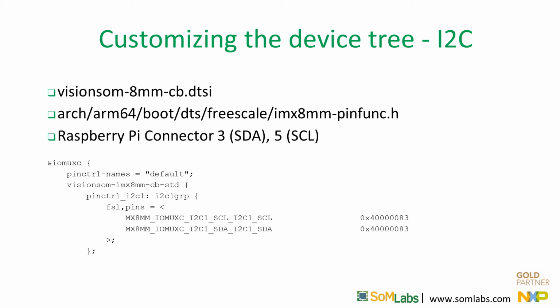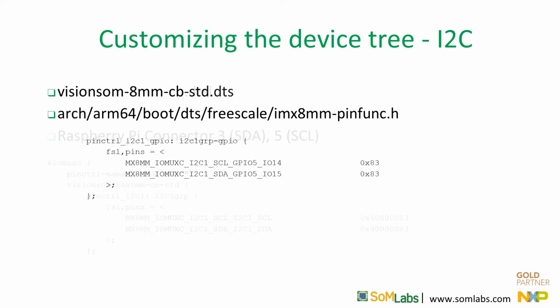The last interface we will cover is I2C. As in the previous two, here we also need to define the designated pins, but we will need two groups. The first one, pin CTRL I2C1 for the configuration as I2C pins, and the second group, pin CTRL I2C1 GPIO for the same pins but configured as GPIO lines. The first group is already introduced in the I.MX8M MCB DTSI file, so it is not included in the patch.